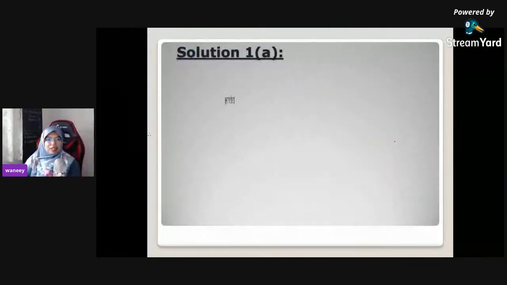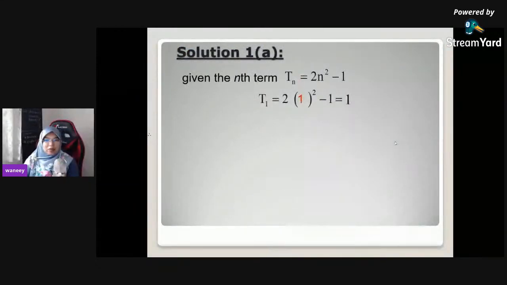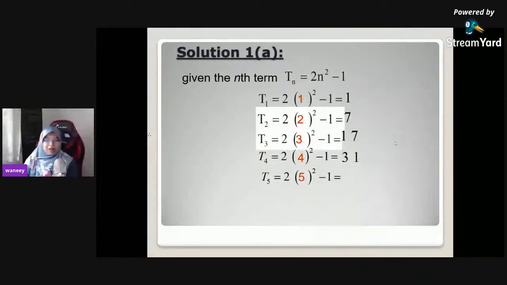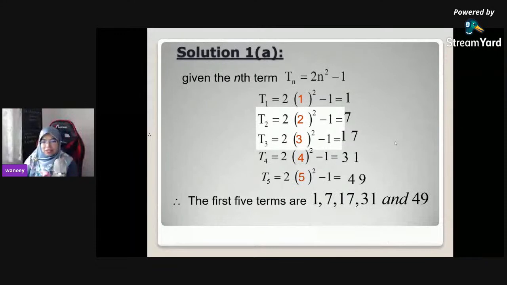Okay, so now let us see. So that is the n term. Replace 1, we get 1. Replace 2, we get 7. Replace 3, we get 17. Replace 4, we get 31. Replace 5, we get 49. So that is how you get the first 5 terms. So kita ganti je dekat tempat yang ada n, and so the first 5 terms are 1, 7, 17, 31 and 49.